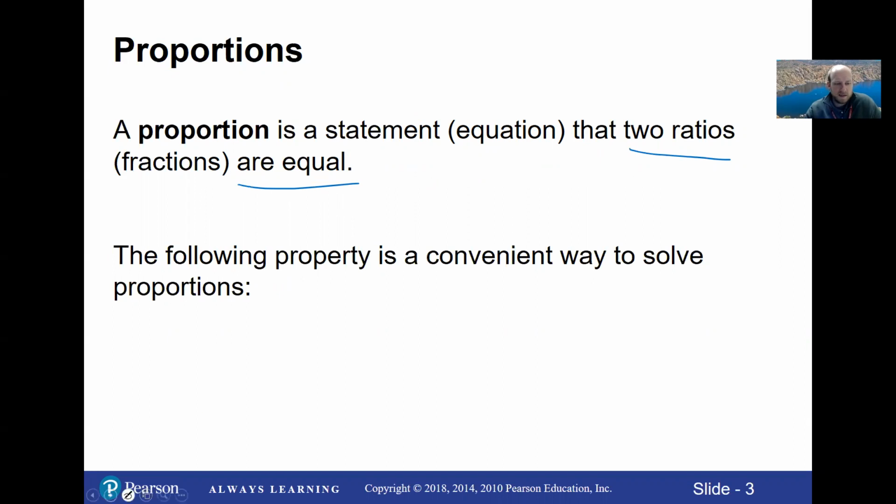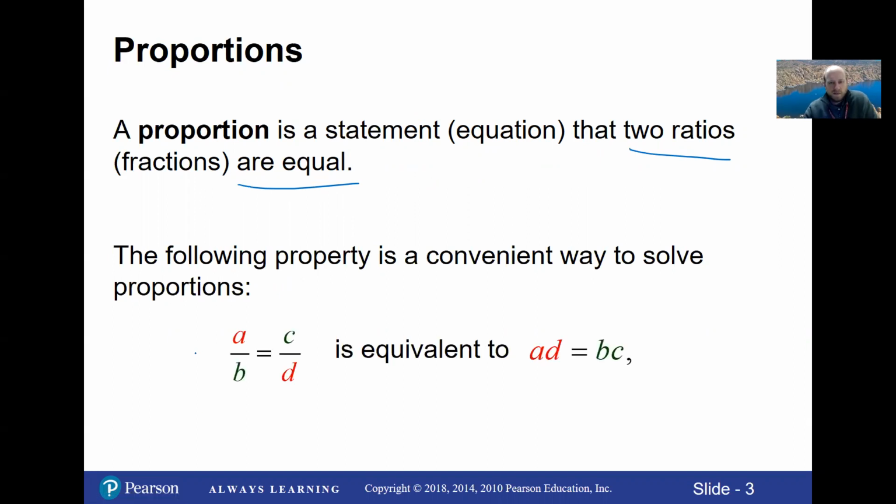Again, we talked about this property last time, but the following property is a way that you can solve a proportion. If you have a fraction, which is also known as a ratio, A over B equals C over D, we could then cross multiply. We can take A times D and set it equal to B times C. That's called cross multiplication, and that's when we have the equal sign.